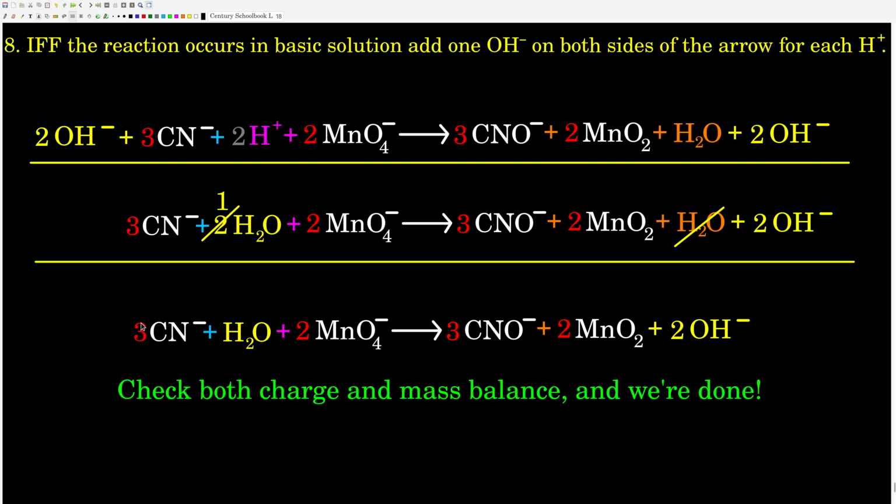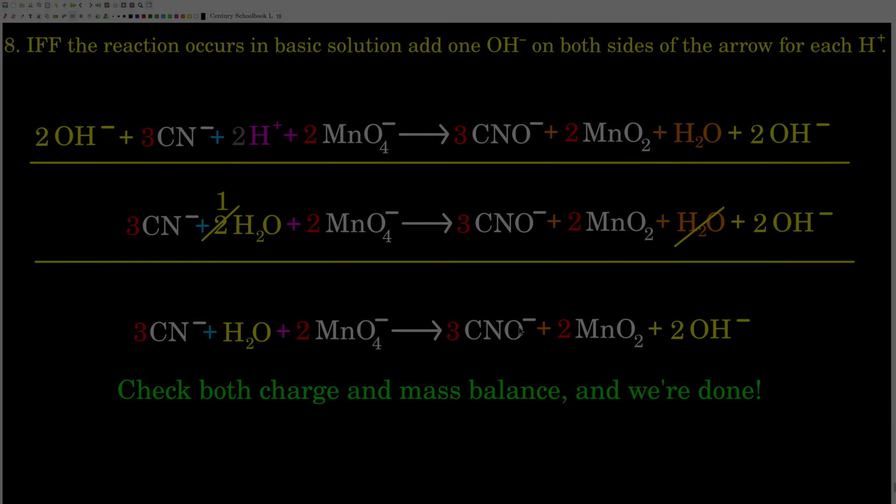Let's check the charge. We have 3 times 1 is -3, 2 times 1 is -2. We have -5 overall on the left. We have 3 times 1 is -3, 2 times 1 is -2, -5 on the right. There we go. Balanced with both mass and charge, and we're finished. And that's all there is to that, guys.